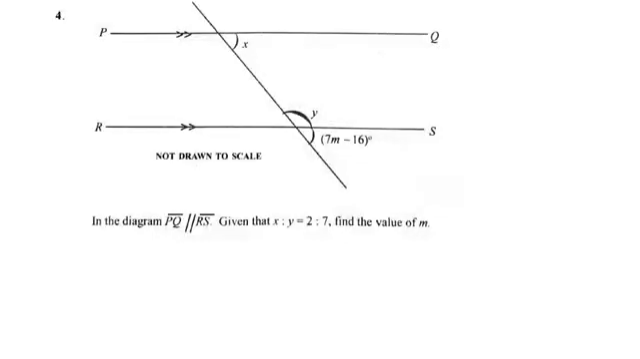Now let's move on to question number 4. So we have a diagram here which is not drawn to scale, and we are being told that in this diagram, line PQ and then line RS are two parallel lines. Given that x is to y is equal to 2 is to 7, we are going to find the value of m.